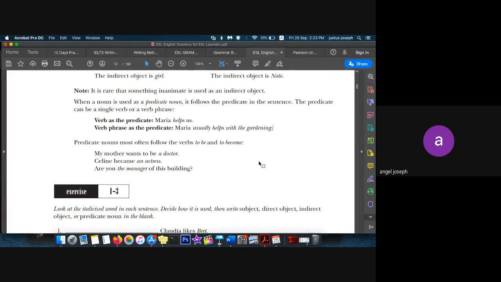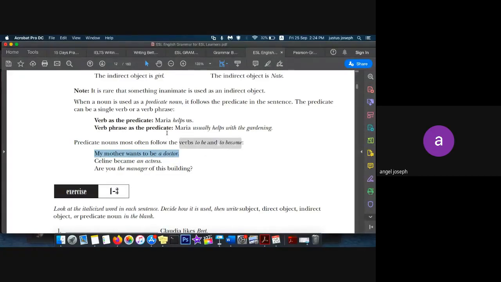Now, sometimes the predicate part of the sentence, the second part of the sentence, might have a noun. Something like this: My mother wants to be a doctor. This word, a doctor, is a noun. So it's not necessary that the predicate will not have a noun.